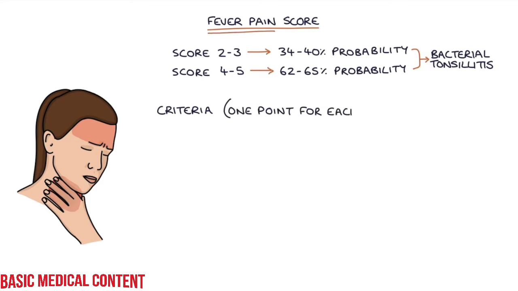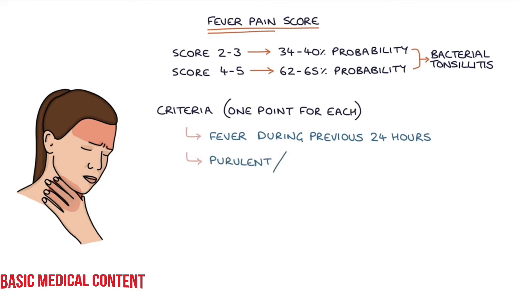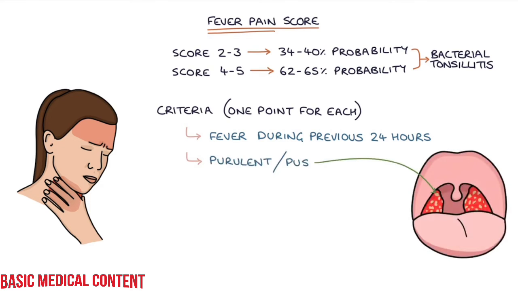1 point is given for each of the following: F for a fever during the previous 24 hours, P for purulent or pus on the tonsils, A for attended within 3 days of the onset of symptoms, so a longer duration of illness suggests more of a viral infection than a bacterial tonsillitis.